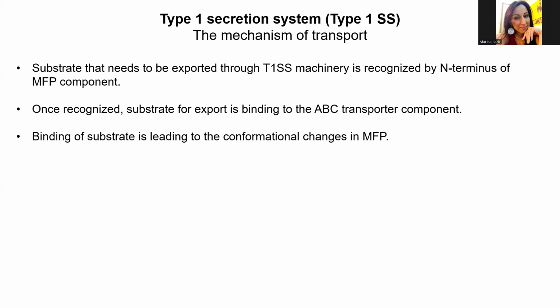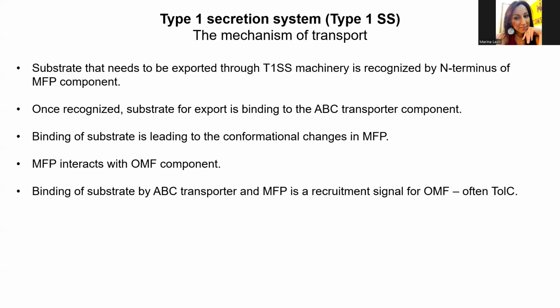Once the substrate is bound, recognized and brought up to the ABC transporter, that causes a conformational change in the membrane fusion protein. The membrane fusion protein, which has now changed conformation, will interact with TolC, which is the outer membrane protein. So this binding of the substrate by the ABC transporter and the membrane fusion protein is a recruitment signal for the outer membrane protein, TolC.